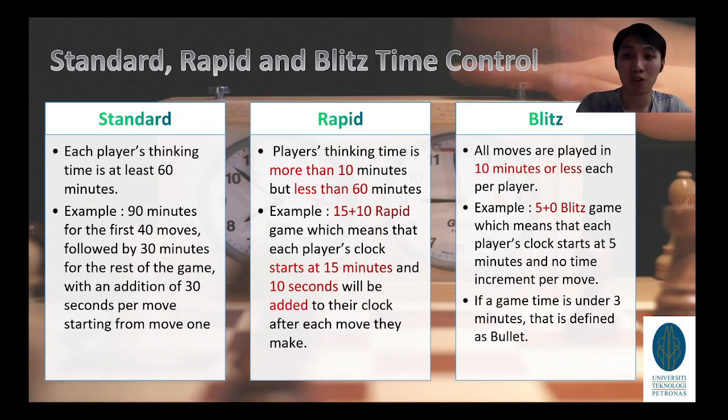One of the examples for rapid time control is the 15 plus 10 rapid game, where each player's clock starts at 15 minutes and 10 seconds will be added to their clock after each move they make. Another example for blitz time control is the 5 plus 0 blitz game, where each player's clock starts at 5 minutes and there is no time increment per move.